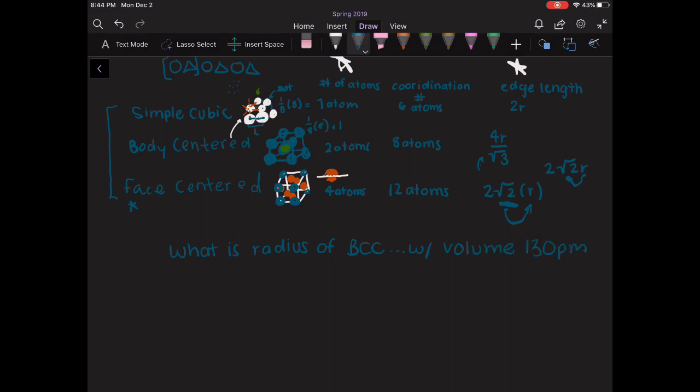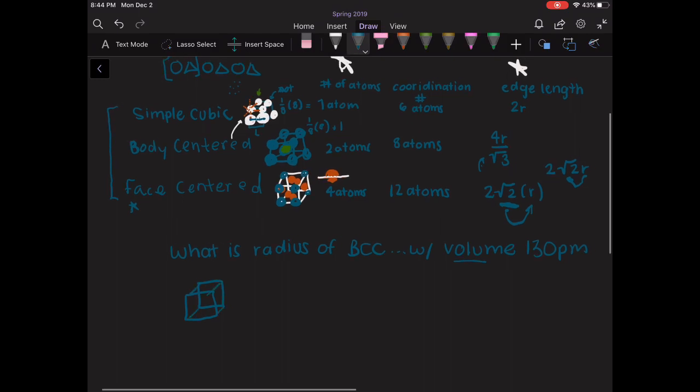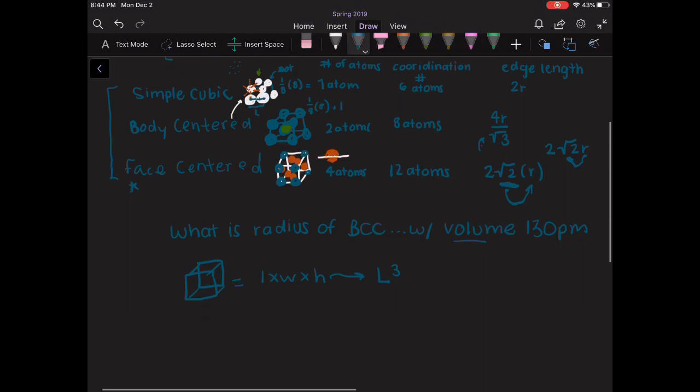So for something like that, you're looking at that and you're like, well, what is this? What am I supposed to do with this? I have volume and I go to radius. So what you need to know is that because these are cubes, their volume is equal to length times width times height. But because it's a cube, they all have the same. So it's just going to be your length cubed, meaning that if I take the cube root of this volume, I will end up with edge length. And so from edge length, I would then want to go to radius.